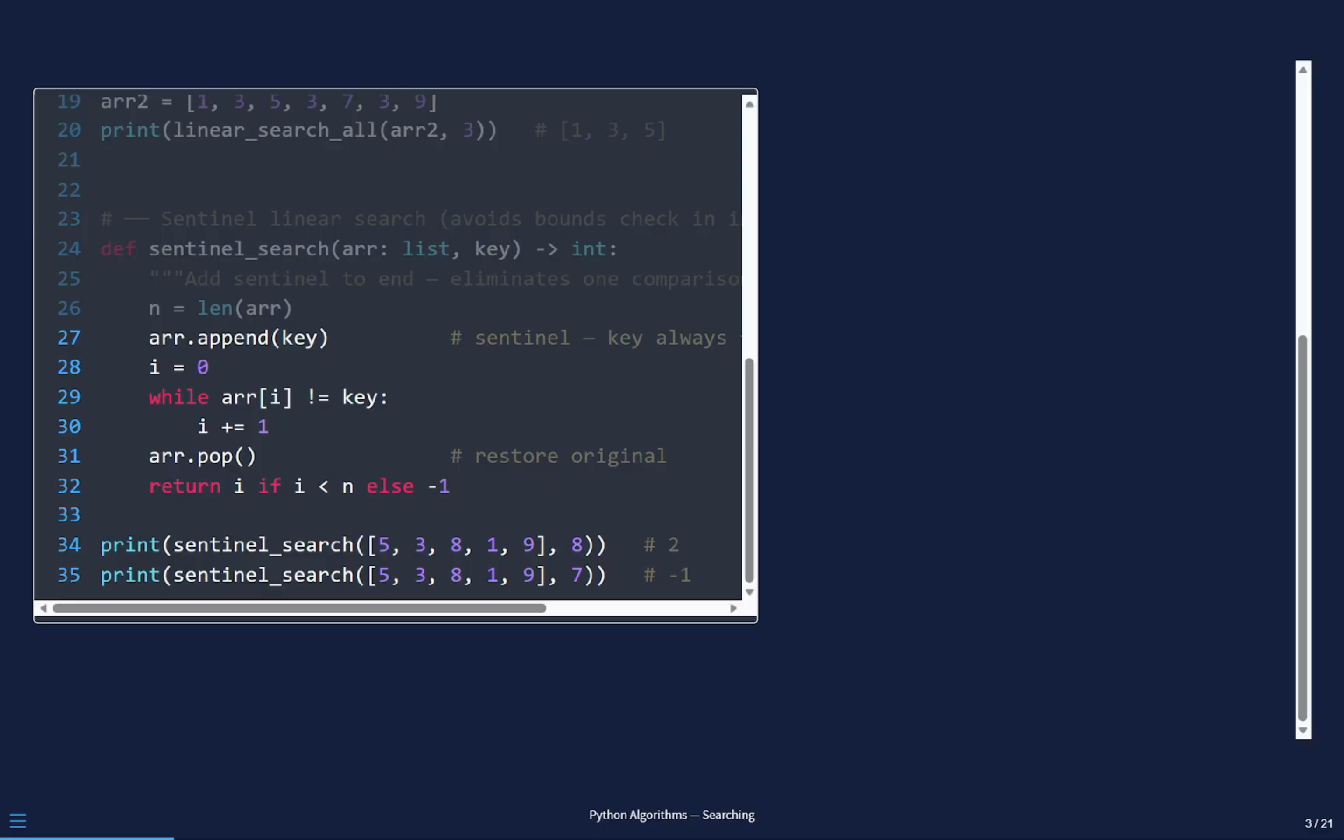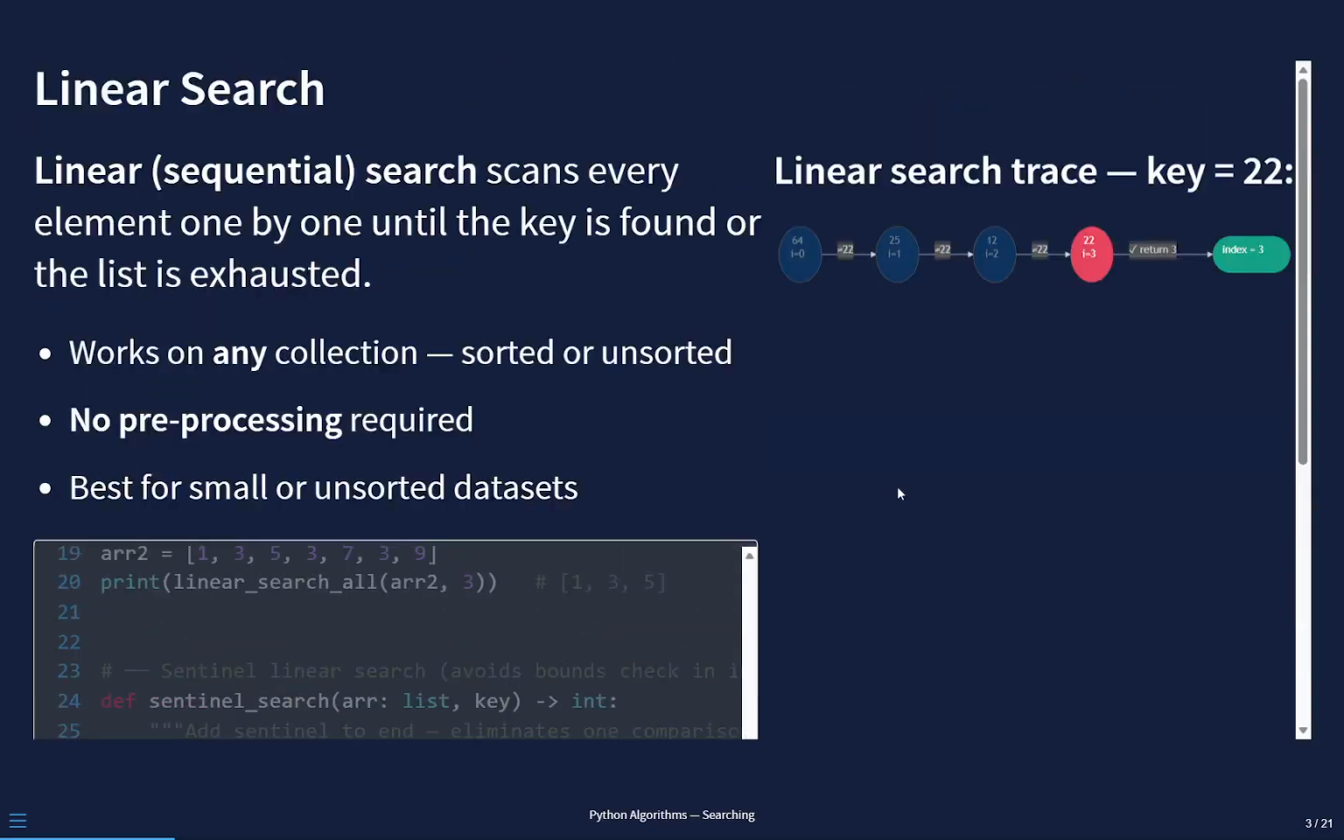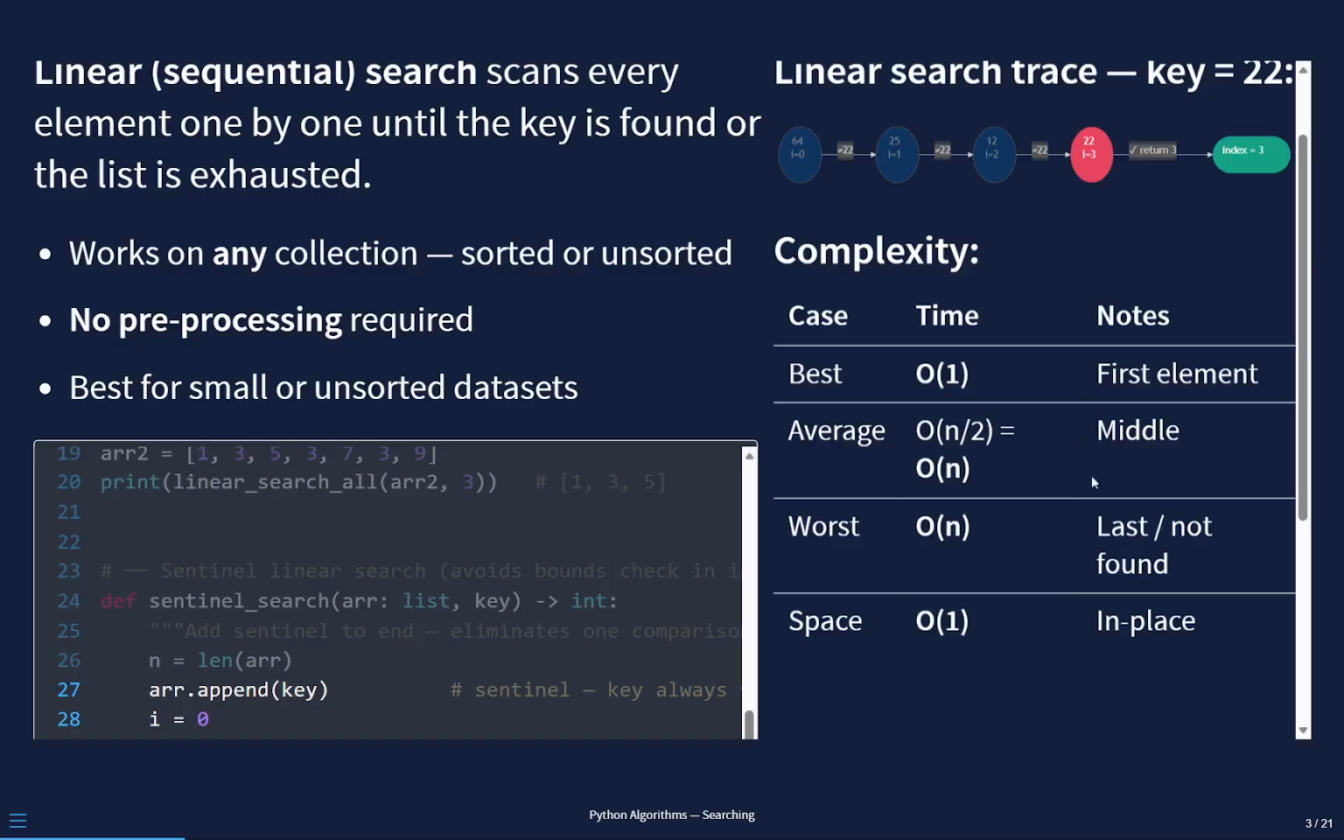The trace diagram shows key equals 22 in 64, 25, 12, 22, 11. 4 comparisons before finding it at index 3. If the key were 11, that's 5 comparisons. If the key isn't present, you scan the whole array, O(n). Best case O(1), first element. Average O(n/2), which is still O(n). Worst O(n), space O(1).